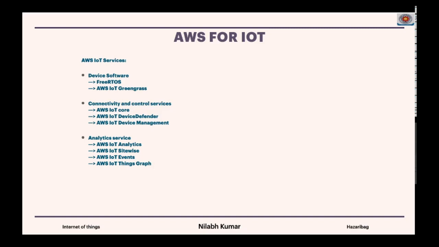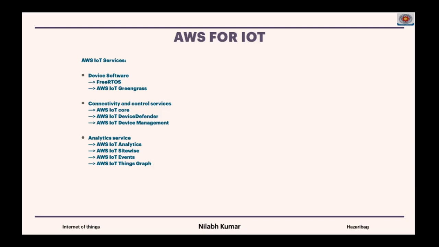AWS IoT device management makes it easy to securely register, organize, monitor, and remotely manage IoT devices at scale. It means it has full responsibility of managing all the devices. In what form? If in future you are increasing the number of devices, this particular service is responsible for that, meaning device management.